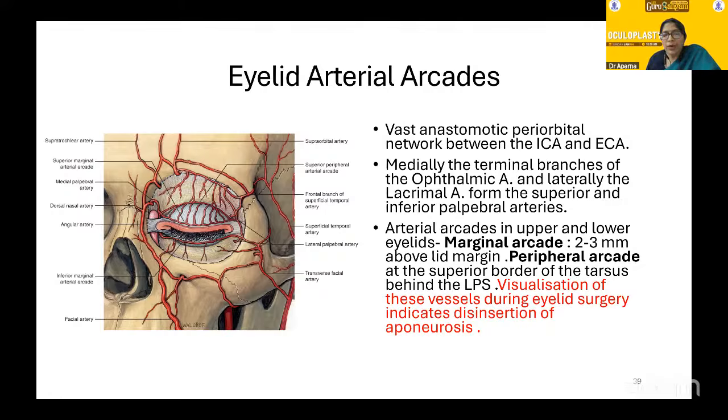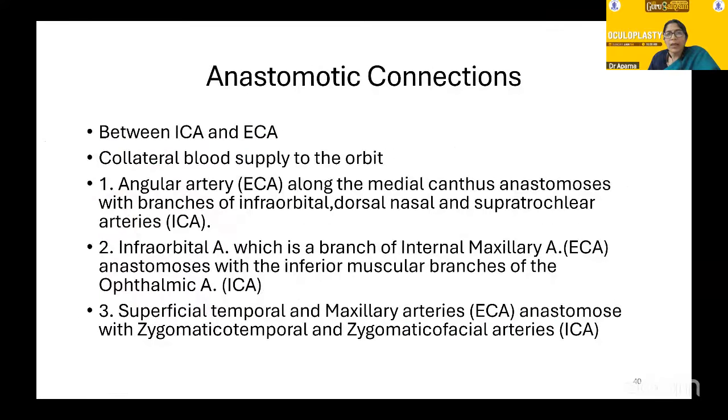So understanding the localization of these arcades during surgery is important. Visualization of these vessels during eyelid surgery can indicate disinsertion of the aponeurosis. There are various anastomotic connections between the internal carotid artery and the external carotid artery, and a few have been mentioned over here. So this prevents orbital ischemia.